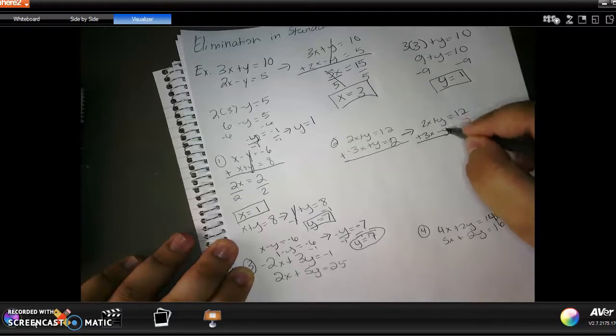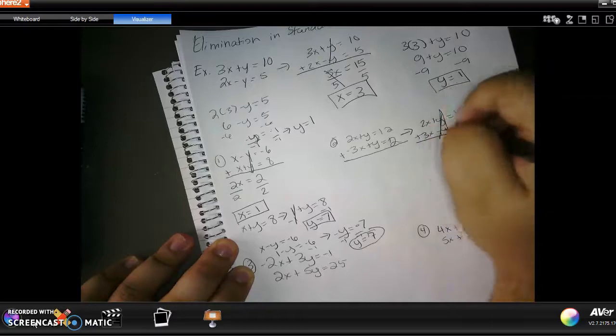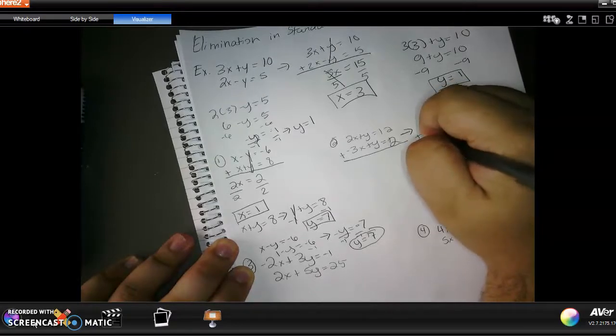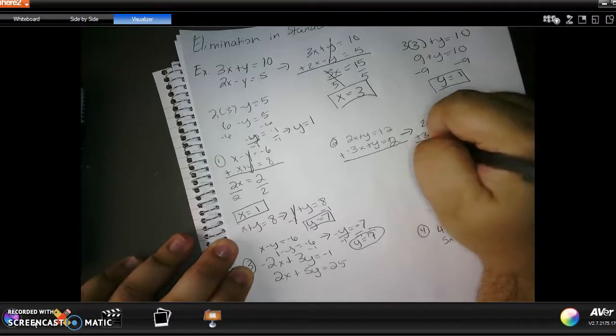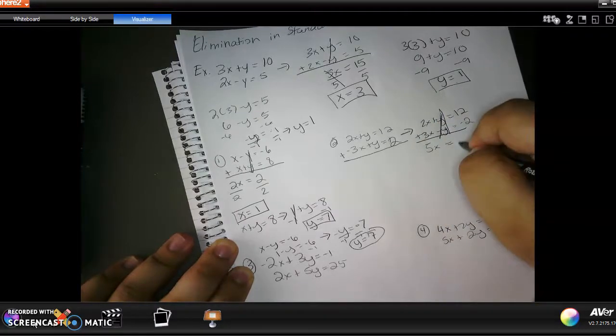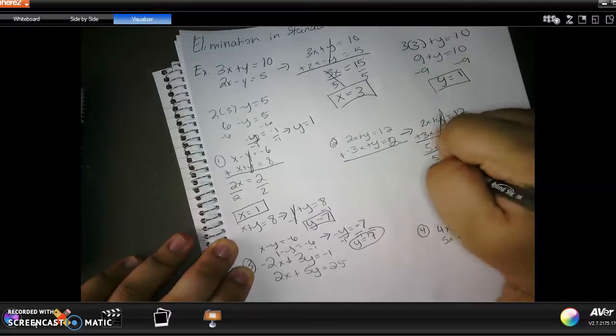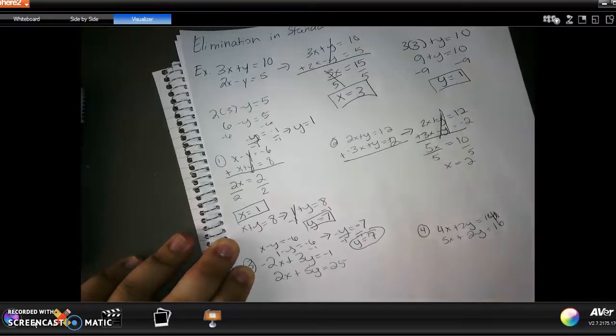Well, right here, what can we do with these y's? Cancel them. Cross them out. All right, so we crossed them out. We have 2x plus 3x is 5x equals 12 plus negative 2. Well, that's 10. So divide both sides by 5. We have x equals 2.